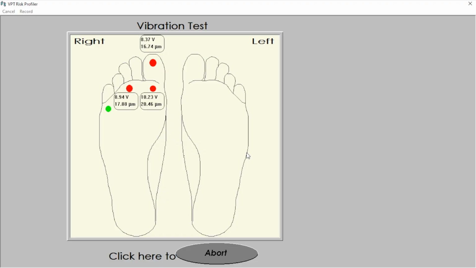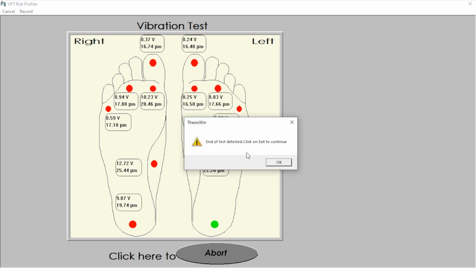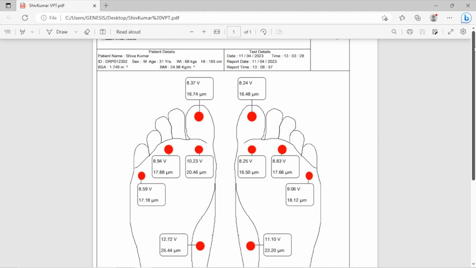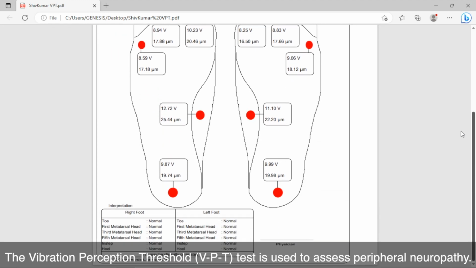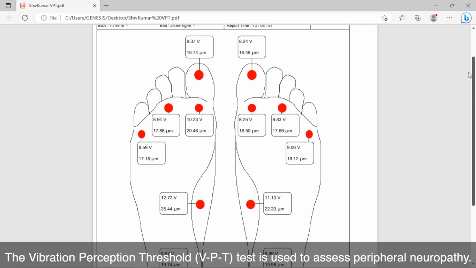Regular screening and prompt management of peripheral neuropathy in people with diabetes is crucial in preventing further damage and complications. The Vibration Perception Threshold (VPT) test is a non-invasive test used to assess peripheral neuropathy.